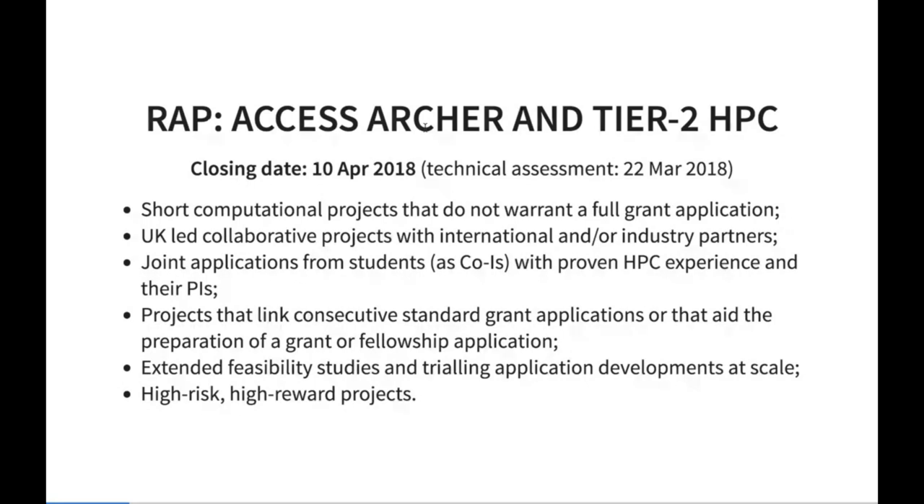And RAP projects are quite broad in terms of what they can fund. The maximum length they can be is a year. So they're quite short computational projects. The amount of effort to apply for them is a lot less than a full grant application. It's simply an application form and a technical assessment form. Although they have to be led out of the UK, you can have other users within the projects who are international or indeed industry partners as well.